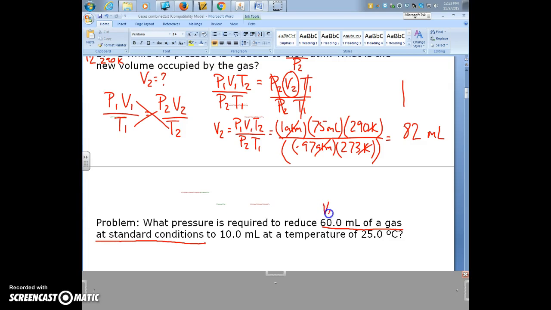So again, this is going to be V1, and standard conditions tell us that our pressure is 1 atmosphere and our temperature is 273 Kelvin. Then it says I'm going to reduce it to 10 milliliters, so this is V2, and this is T2 here with this temperature. Of course, it has to be in Kelvin, so that's 298 Kelvin. And we're looking for pressure, so P2 is what we're looking at.